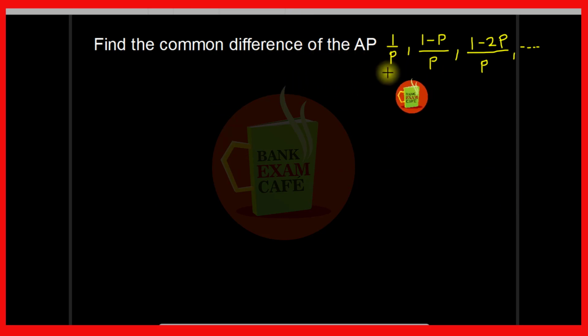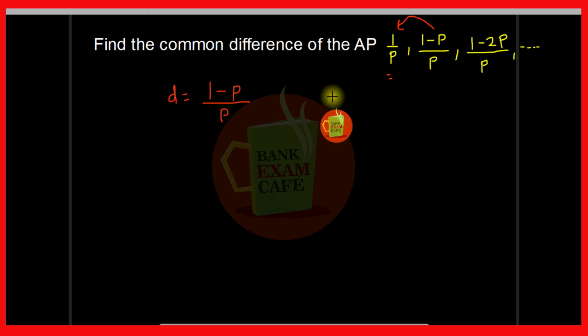Find the common difference of the AP 1 upon P, 1 minus P upon P, 1 minus 2P upon P, and so on. We have to find the common difference, and that common difference is denoted by D. So D is equal to what? Second term minus first term. So the second term is 1 minus P upon P minus the first term, that is 1 upon P.